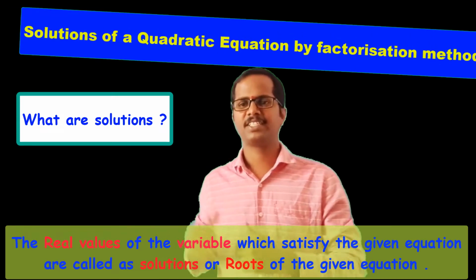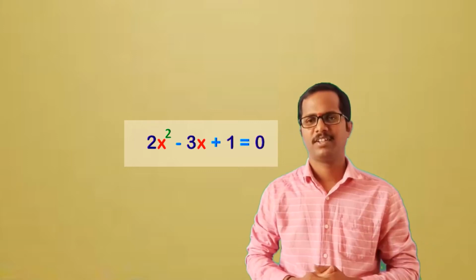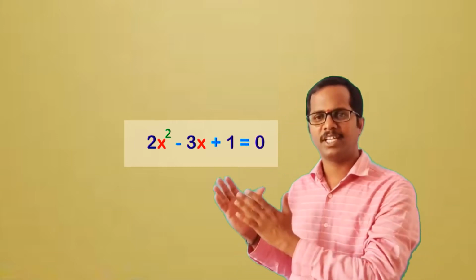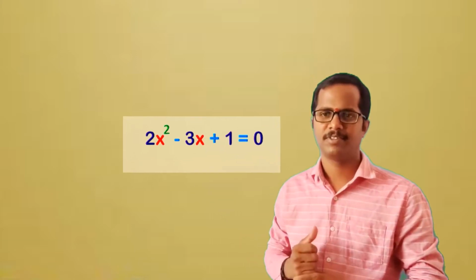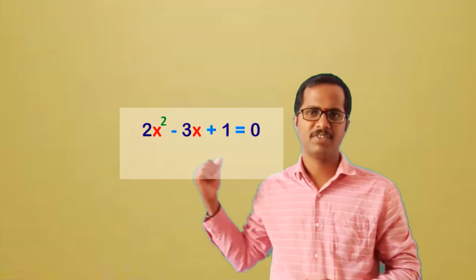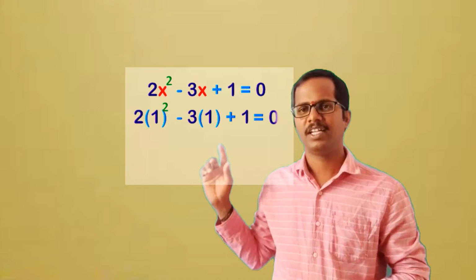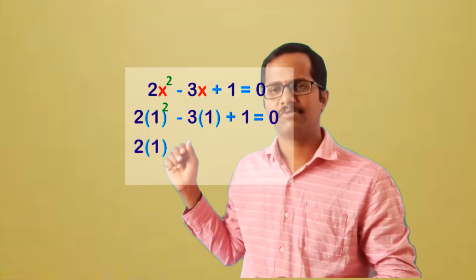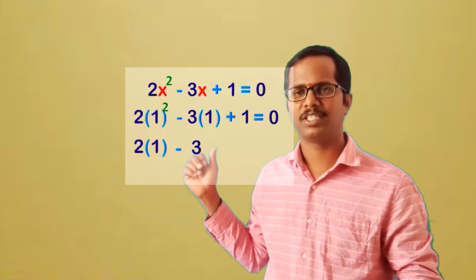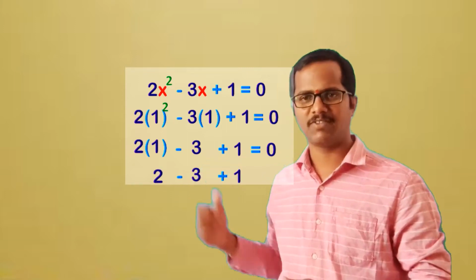Let us understand with one example. Suppose we take a quadratic equation as 2x square minus 3x plus 1 equals 0. Now let us replace the x value with a real value 1. By replacing x with 1, we get 2 into 1 square minus 3 into 1 plus 1 equals 0. Here 2 into 1 square is 2 into 1, minus 3 into 1, plus 1. By simplifying we get 2 minus 3 plus 1 equals 0.